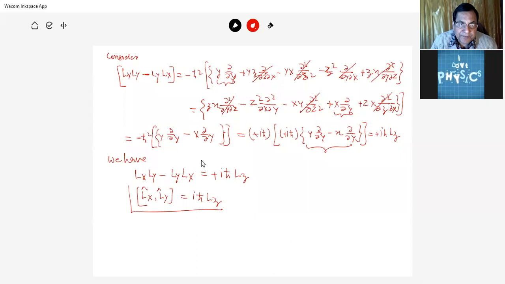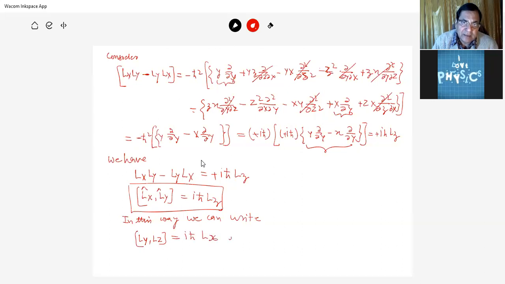So in this way we can write [Ly, Lz] is equal to iħ cross Lx and [Lz, Lx] is equal to iħ cross Ly.